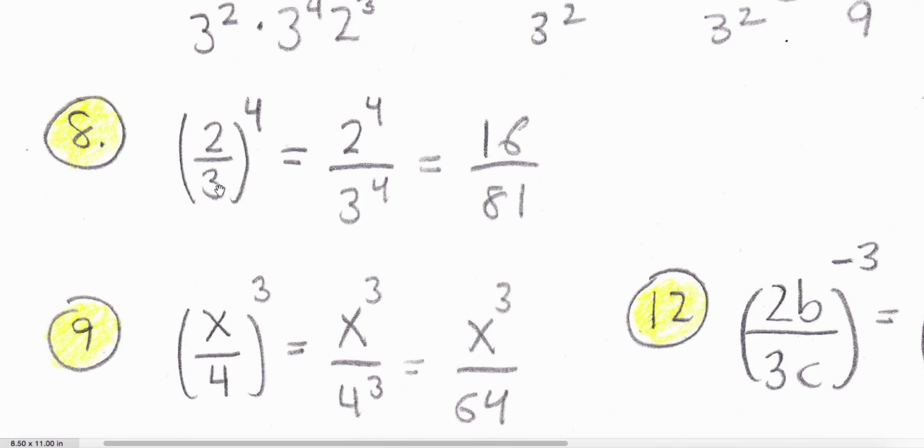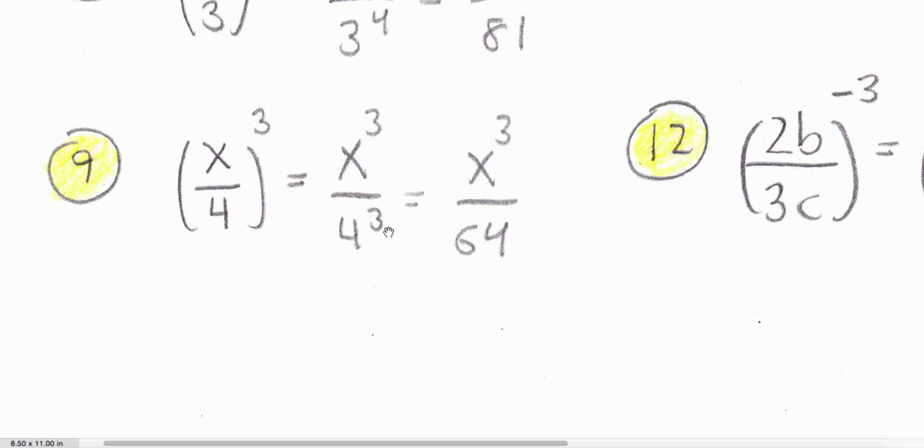The fraction 2/3 to the 4th is the same as 2 to the 4th divided by 3 to the 4th, which is 16 over 81. The fraction x over 4 to the 3rd power is the same as x cubed over 4 cubed, and that's the same as x cubed over 64.